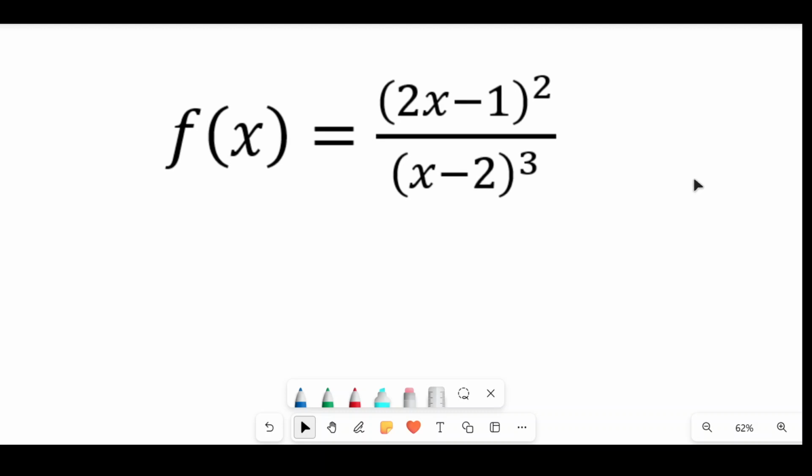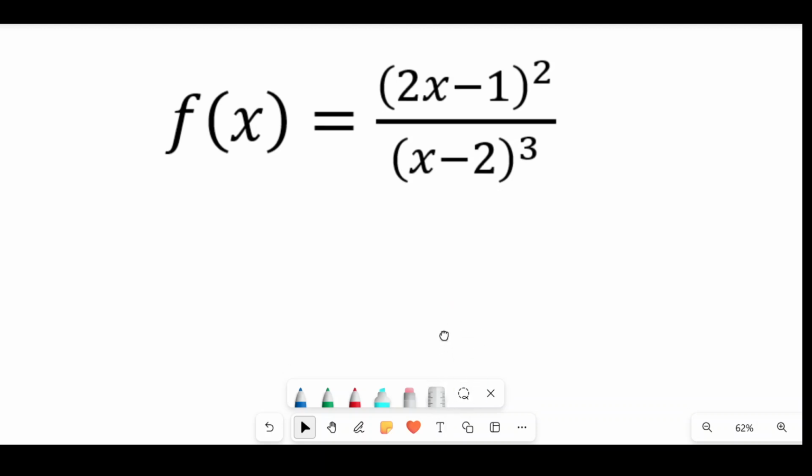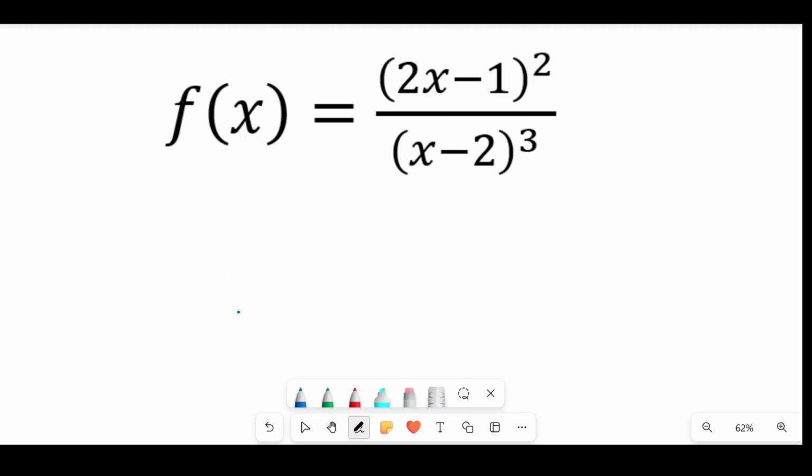So we can see that this requires us to use the quotient rule because I have a denominator, which is a function, which is more complicated than a simple monomial. So let's use the quotient rule. We need to be taking the derivative of the top and the bottom in the quotient rule. Let's go ahead and do that.